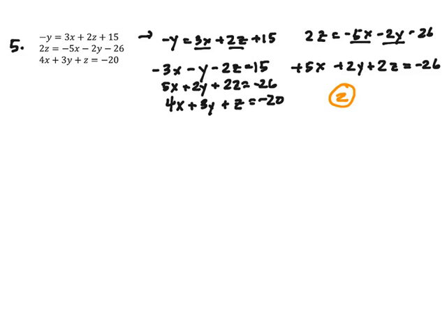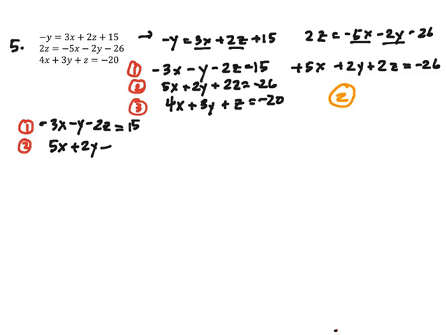So our strategy is to get rid of z. Okay, let's go ahead and number our equations: 1, 2, 3. First of all, I'm going to pair 1 and 2. So I have negative 3x minus y minus 2z equals 15, and 5x plus 2y plus 2z equals negative 26.